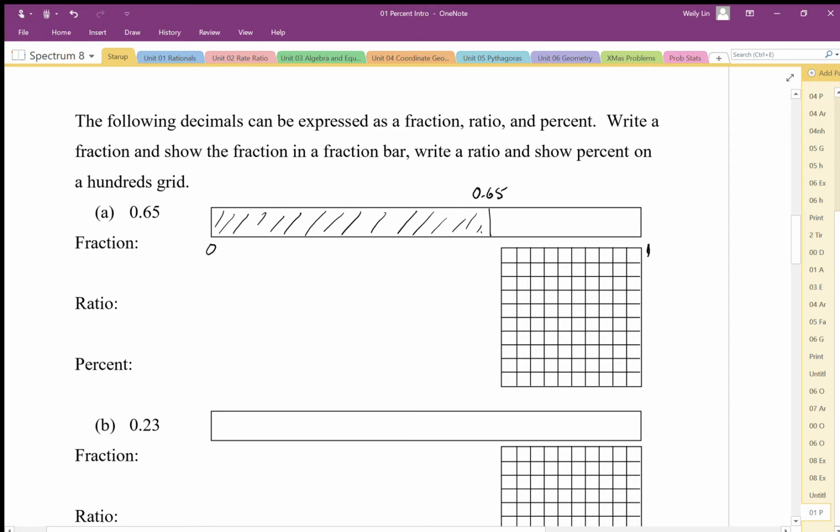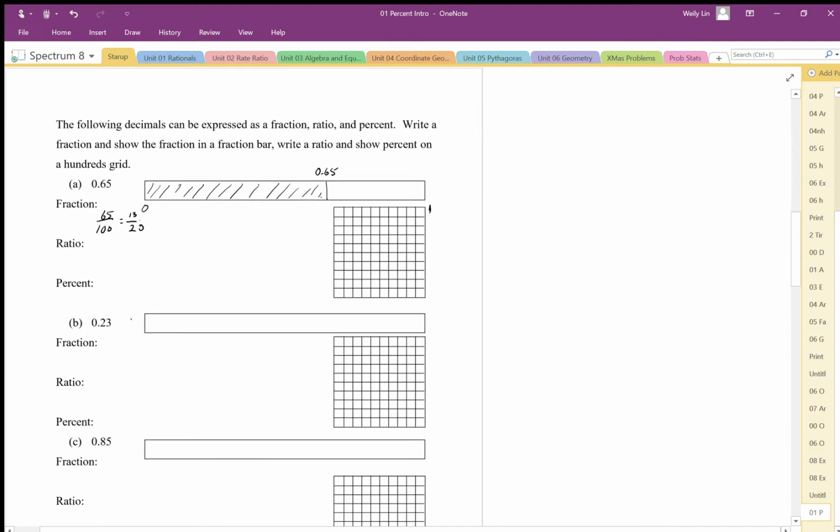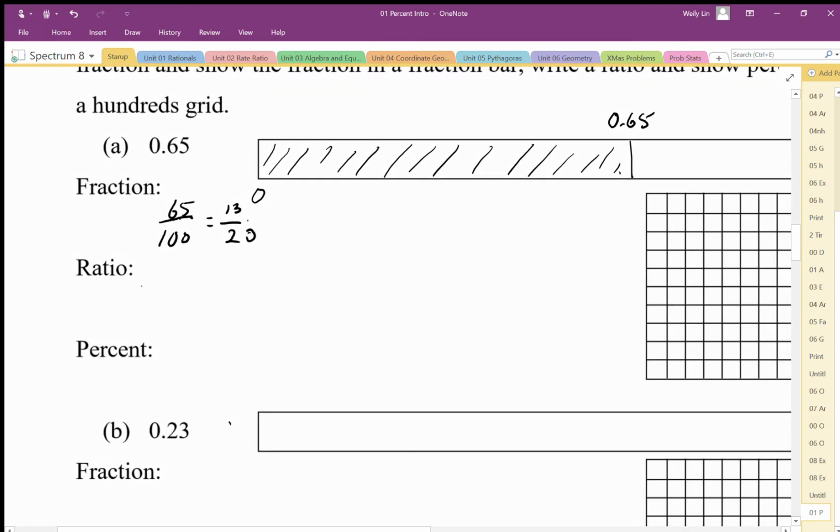Okay, so as a fraction, we can write this as 65 over 100, which should simplify. Well, if I divide by 5, I'm going to end up with... sorry, not changing it to decimal, I'm going to divide by 5, so I'm going to end up with 13 out of 20 when I divide by 5. As a ratio, we can write it as 13 out of 20 or 65 out of 100. I'm going to use the reduced form of this ratio. 13 out of 20.